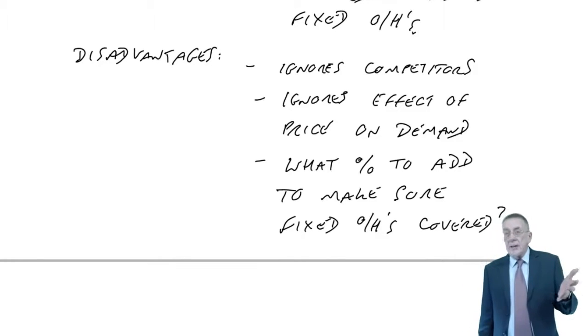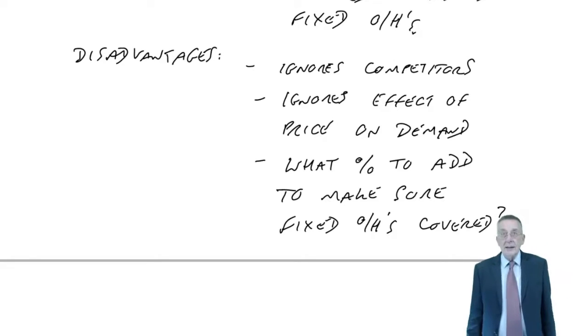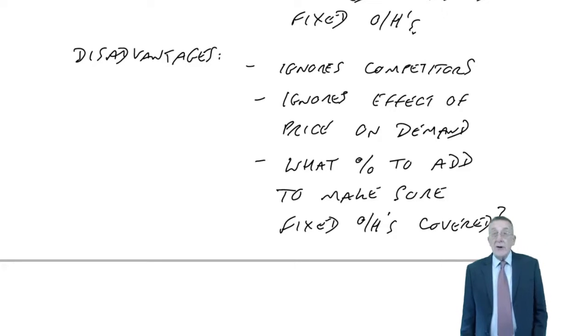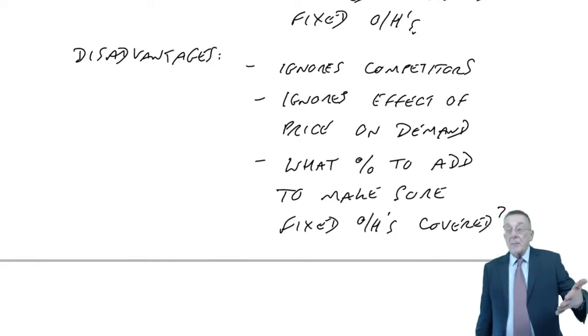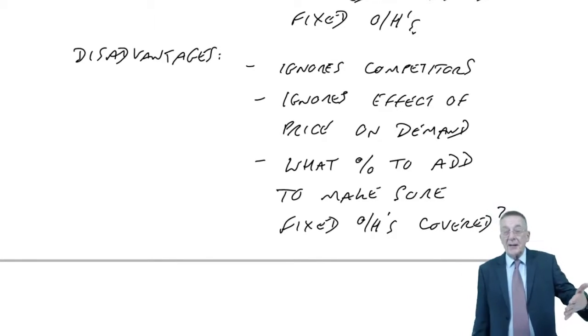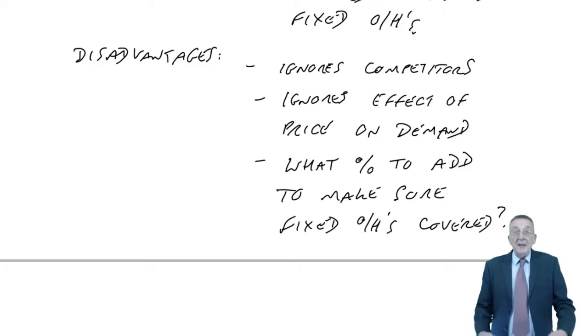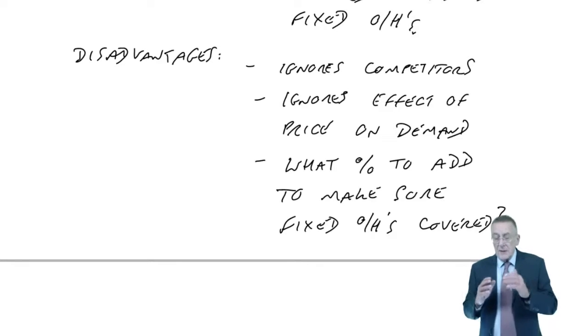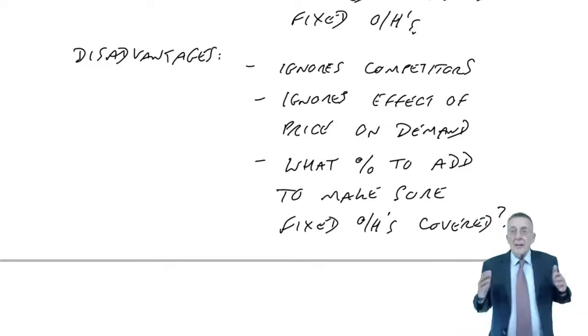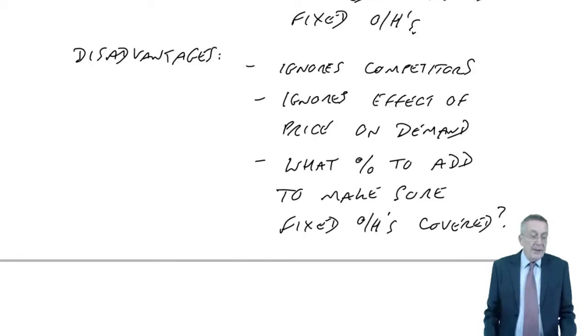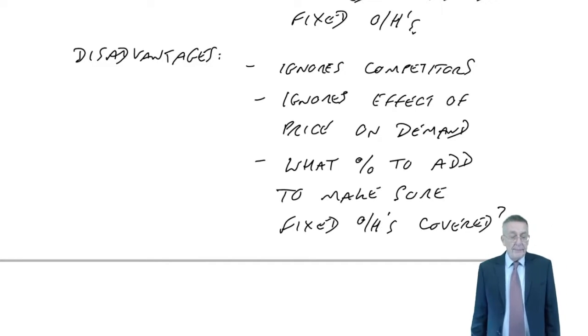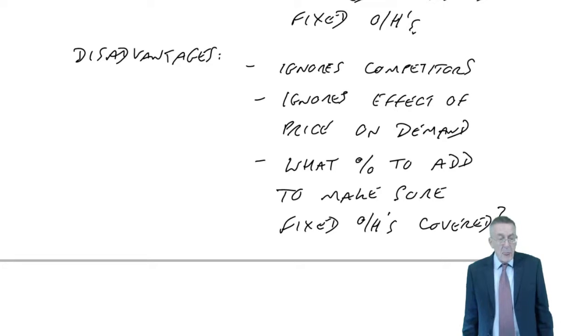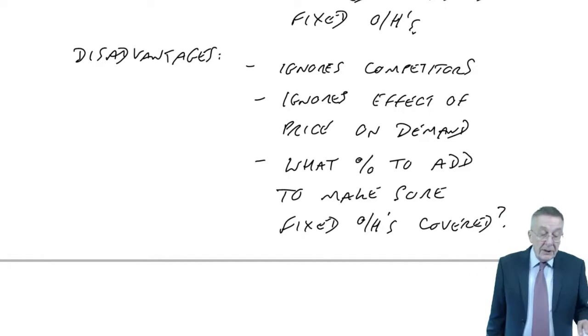You do get restaurants doing this, particularly on the wine. If you ever buy a bottle of wine in a restaurant, wine which might cost $5 in a supermarket suddenly seems to cost $15 in a restaurant. They're adding on 200%. There, I suppose, to an extent it can work. But for most things, because of competition, price and demand and so on, these two really aren't good approaches to use.